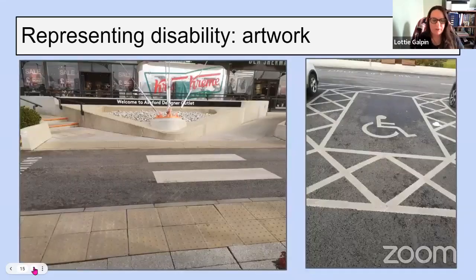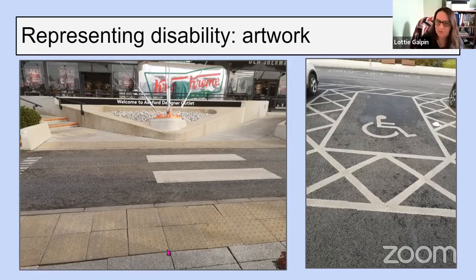Another way we can use the background or use artwork to represent disability implicitly is to look at the environment and inclusive environments. So this is a photo of my local designer outlets, and you can see some really nice examples of accessible environments. We've got ramps here, we've got tactile paving, disabled parking spaces.